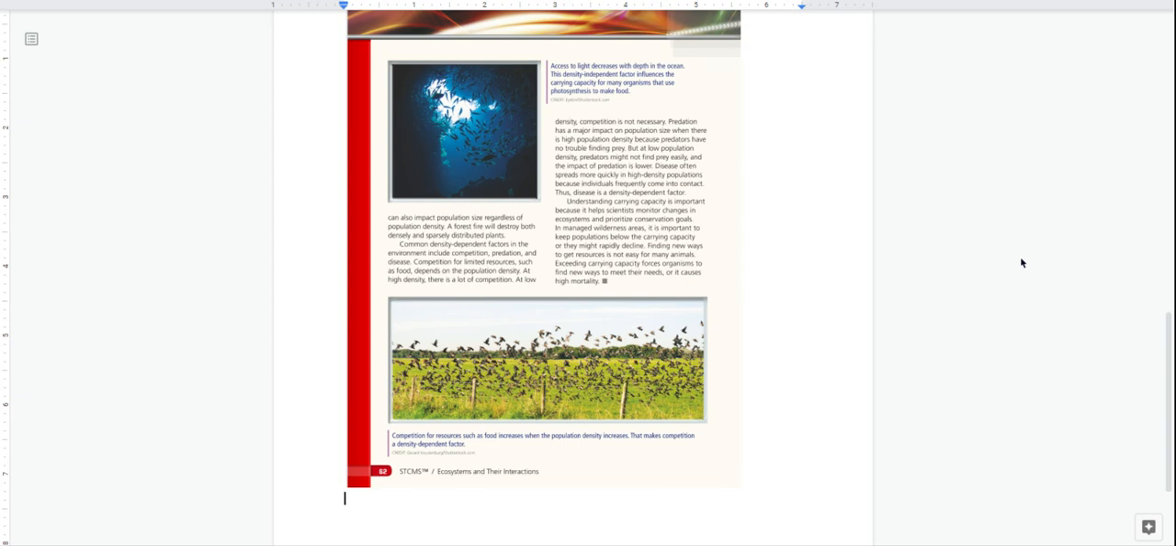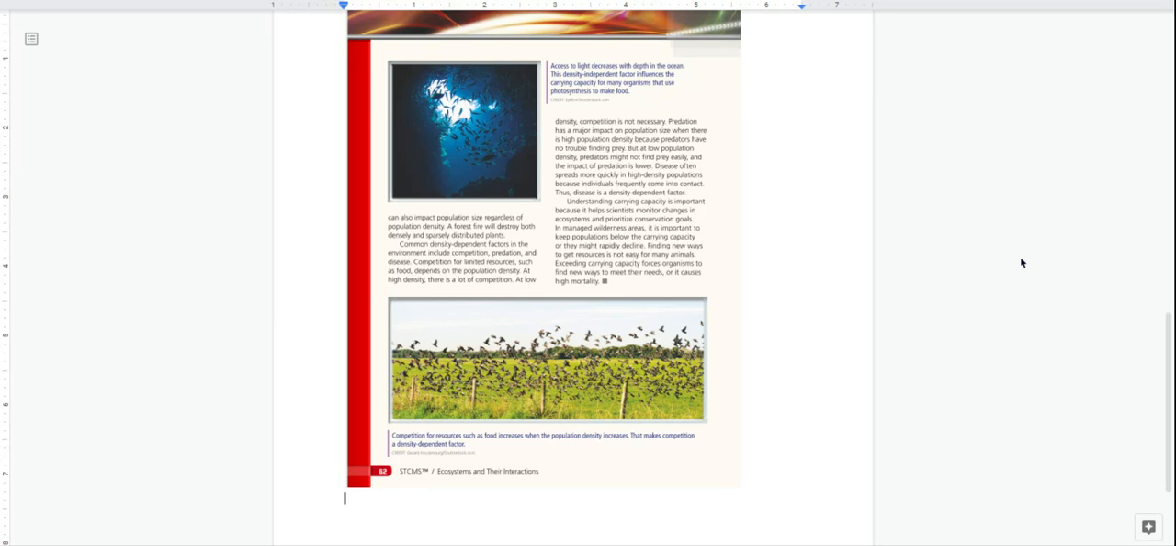Common density-dependent factors in the environment include competition, predation, and disease. Competition for limited resources, such as food, depends on the population density. At high density, there's a lot of competition. At low density, competition is not necessary.